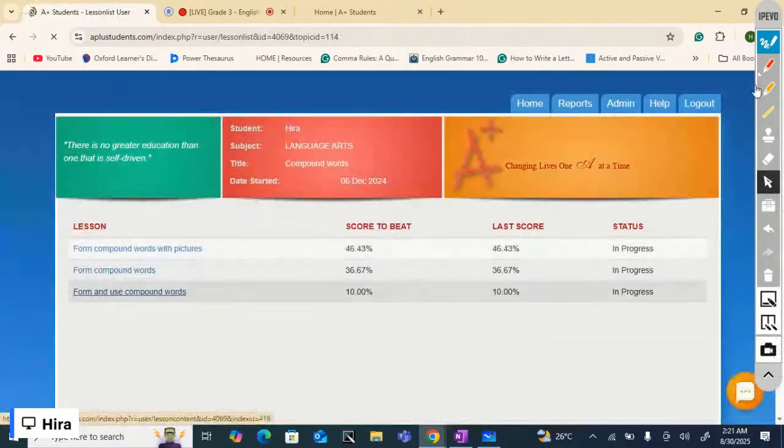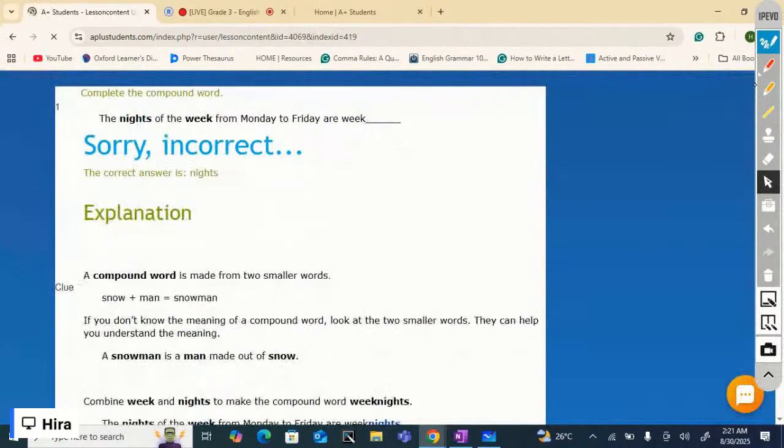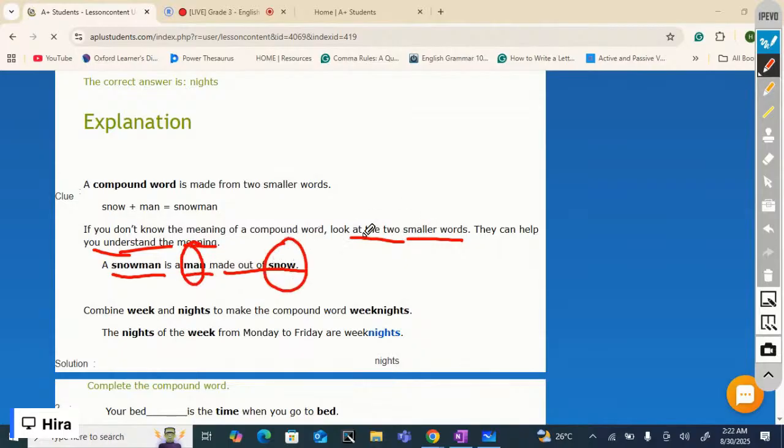Because we'll learn another way, how we can use compound words. Well, you know that a compound word is made from two smaller words. And if you don't know the meaning of a compound word, look at the two smaller words. They can help you understand the meaning. A snowman is a man made out of snow. So if you know the meaning of man and the meaning of snow, you can easily understand the meaning of the compound word. Snowman is a man made out of snow.